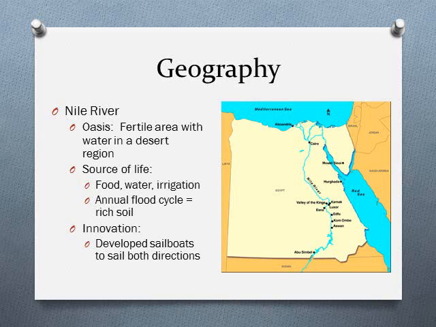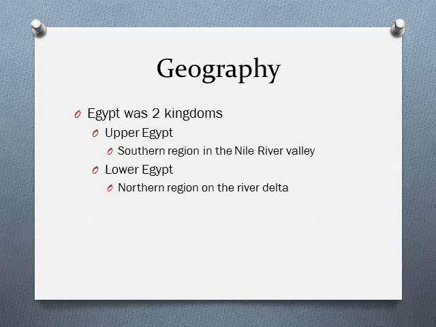The ancient Egyptians developed sailboats that would allow them to go both directions on the river, both with the current and against. Egypt was originally two kingdoms. Upper Egypt was the southern region in the Nile River Valley, and Lower Egypt was the northern region on the river delta where the Nile empties into the Mediterranean Sea.